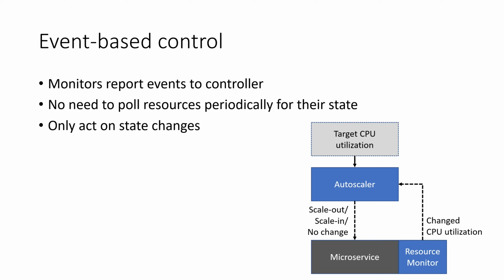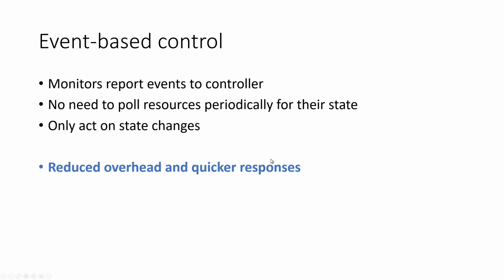Now the autoscaler will get this event and it will decide what to do. It might decide to scale out, scale in, or do nothing. But the main difference for the autoscaler is that it doesn't need to poll the state of the microservice periodically. It waits passively and only needs to act when there's a change to the state. So this not only reduces the load on the autoscaler, but also allows for quicker responses, because as soon as the autoscaler gets the event, or any controller gets an event, it can react immediately. It doesn't need to wait for the next cycle to get the new state of the system and then see that the state has changed. It gets the event and can respond immediately.